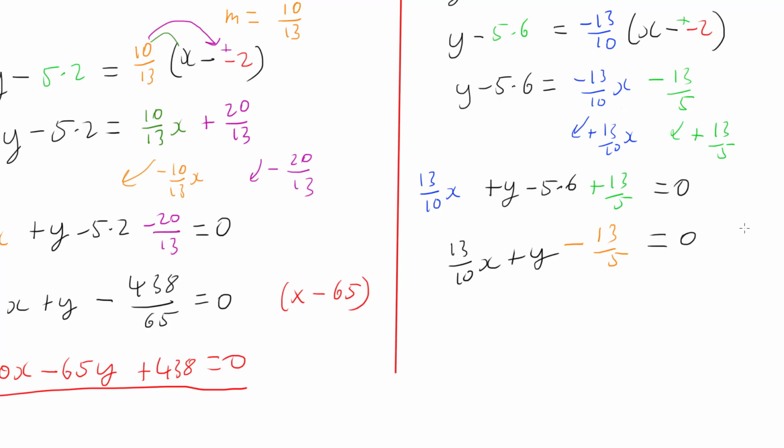I'm then going to multiply everything by 10 to get rid of our denominators. So 13 on 10 times 10 leaves us with just 13x. y times 10 is plus 10y. And negative 13 on 5 times 10 leaves us with 2 times 13, so we have minus 26 equals 0. And that is the equation of our normal.